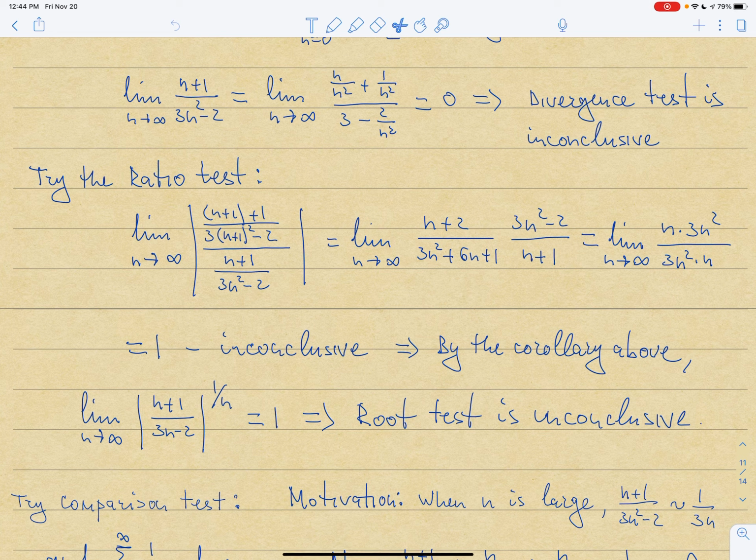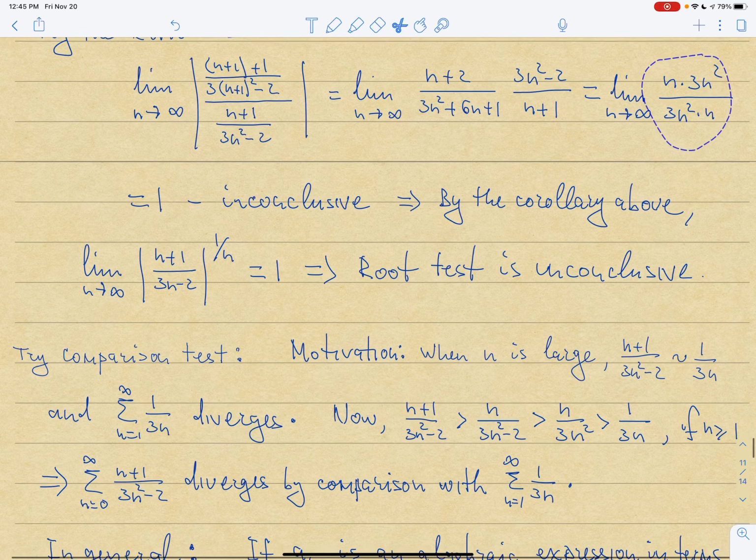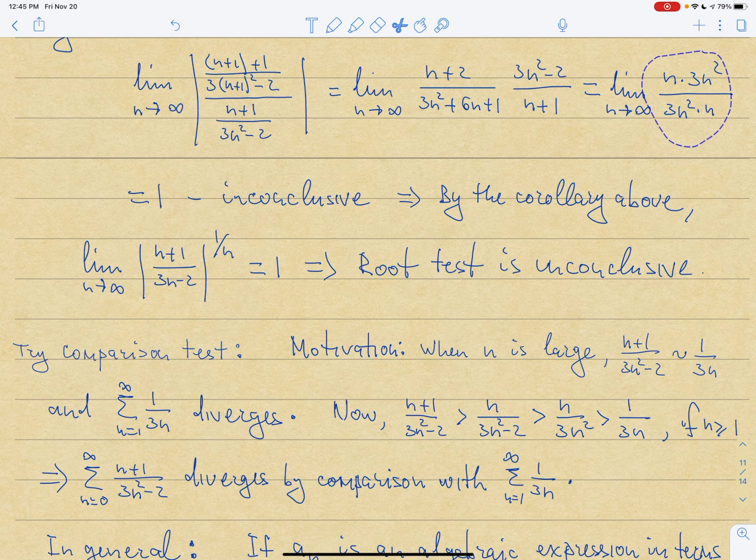1 is unimportant. And compared to 3n squared, 6n and 1 are really small, so I can ignore them as well. So this limit must be the same as the limit of this quantity, which gives me 1. So the limit of the n plus first term over the nth term is exactly 1, not lim sup or lim inf, but the limit.